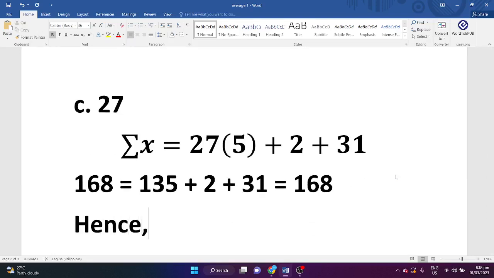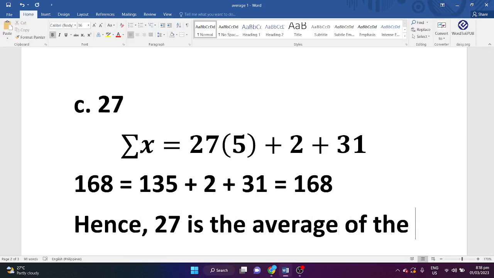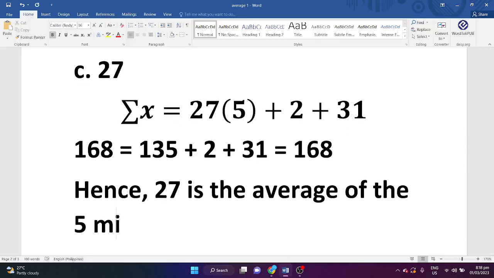Hence, we can make a conclusion here. 27 is the average of the 5 middle numbers. It took us a few minutes to solve this because we had to take one option at a time. No? So, inisa-isa natin yung mga options. Now, this is just one of the many ways on how to solve this type of problem.